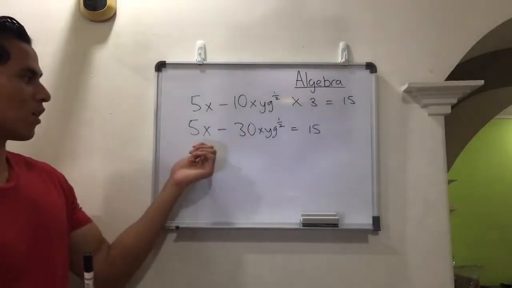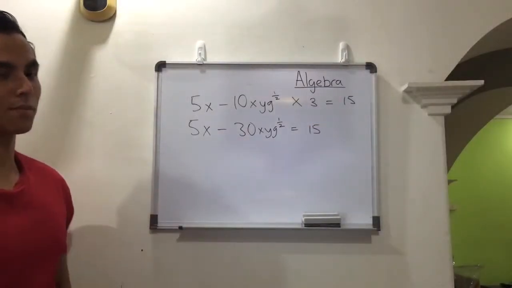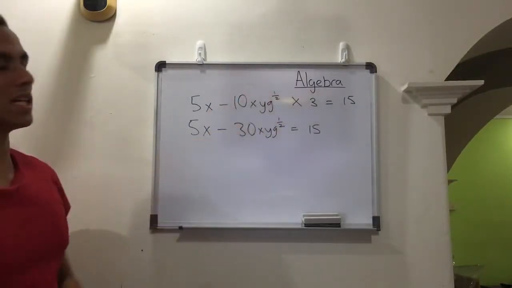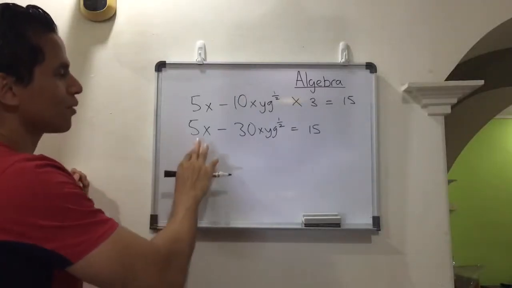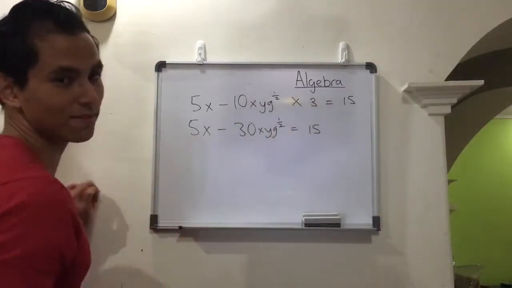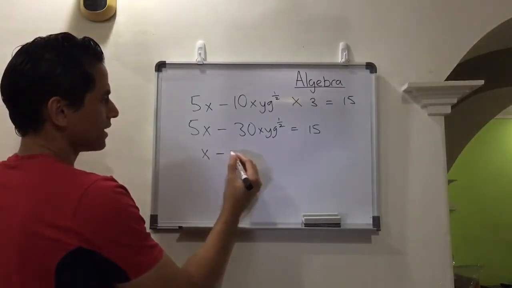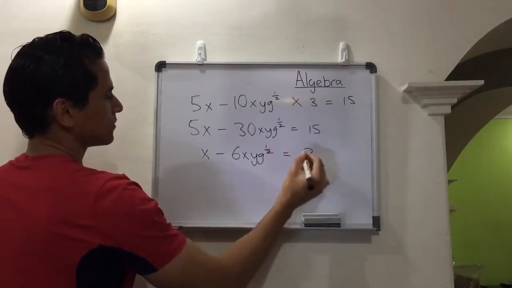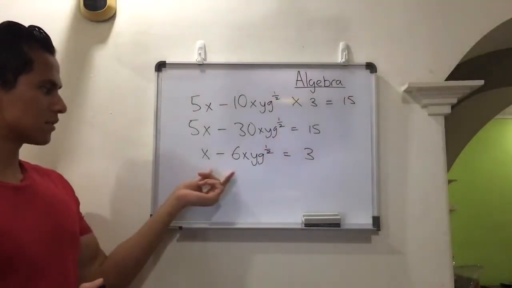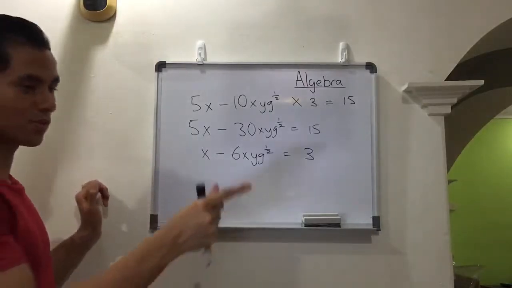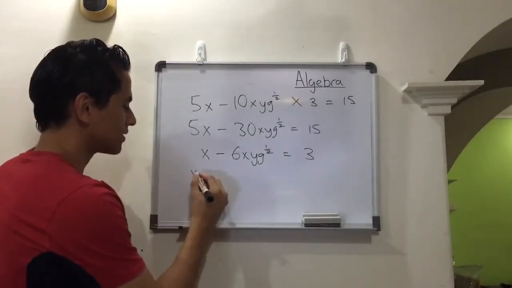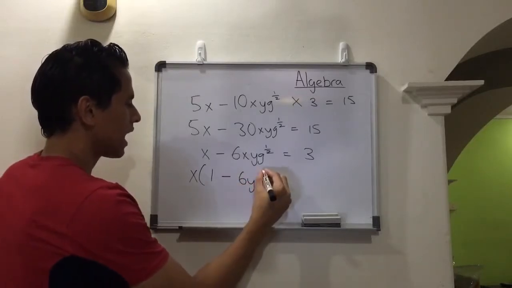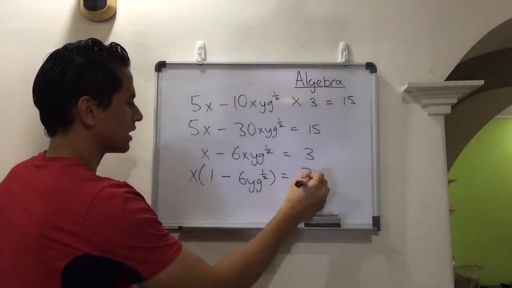And now I realize that all of them can be divided by 5, right? Because 5 divided by 5, 30 divided by 5 is 6, and 15 divided by 5 is 3. So I'm going to divide by 5 on both sides of the equation, left and right. This will give me just x minus 6xy g to the half equals 3. And then this looks very similar to the last example. I'm going to factorize. I pull out the x, I get x times (1 minus 6y g to the half) equals 3.